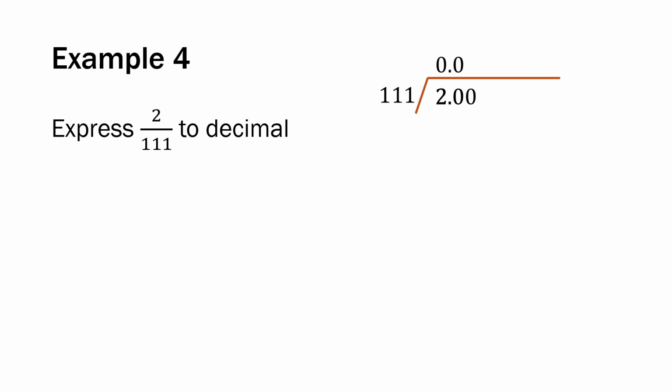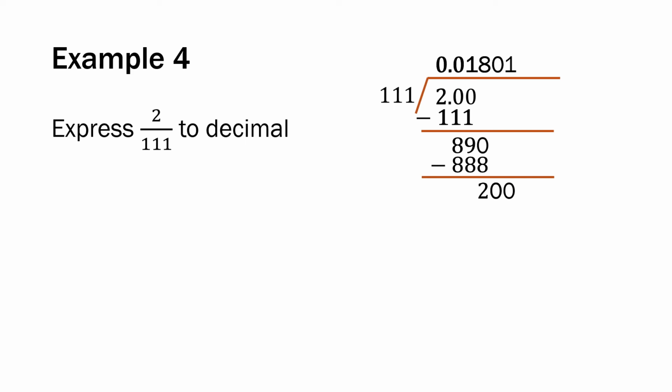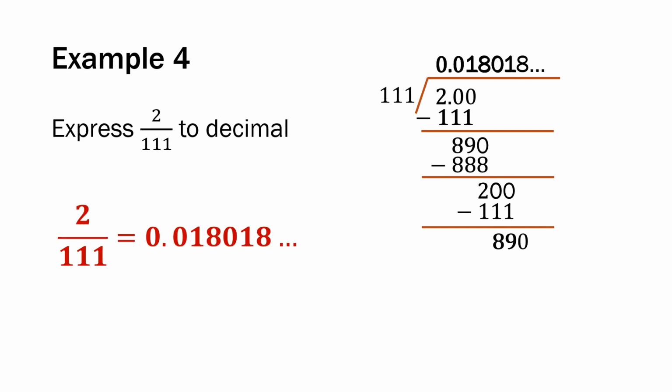So 200 divided by 111, you have 1. Multiply that and then deduct. So the answer will be 89. Using another 0, so 890 divided by 111, you're going to get 8. 8 times 111, that's 888. Having the difference, you get now 2. Now, as you can see, we'll get now a pattern of what you're doing in the beginning. So that will be something called a non-terminating, repeating decimal.